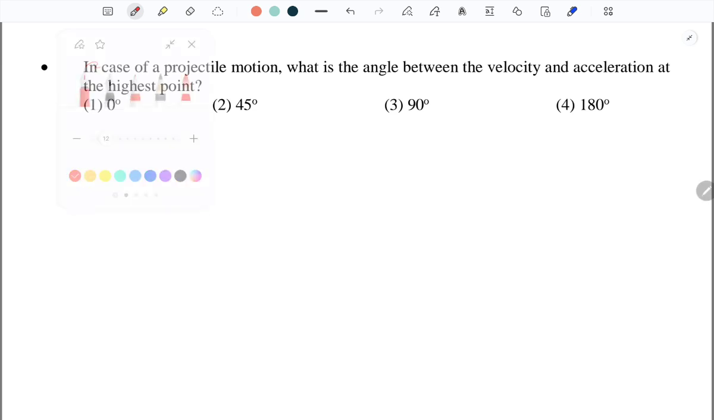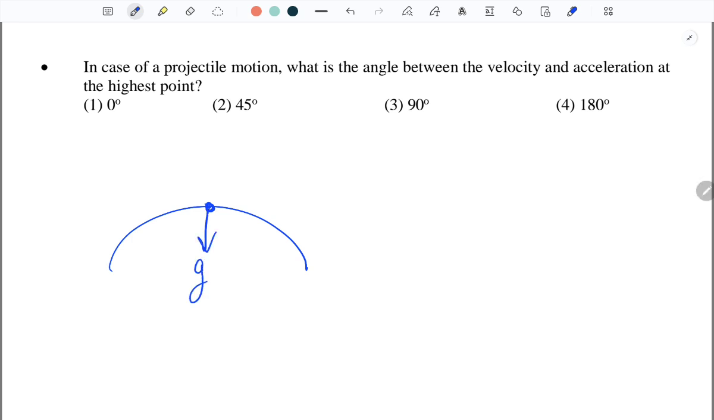In case of a projectile motion, what is the angle between velocity and acceleration at the highest point? Velocity and acceleration at the highest point. When you take the highest point, acceleration due to gravity will be g downwards.